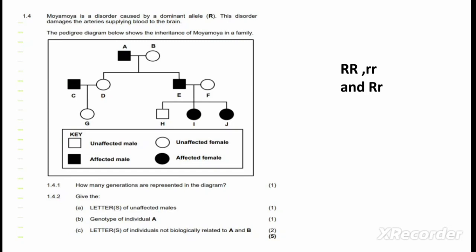So how many males are there? 1, 2, 3, 4. So we have 4 males. How many females are there? 2, 4, 6. We have 6 females.